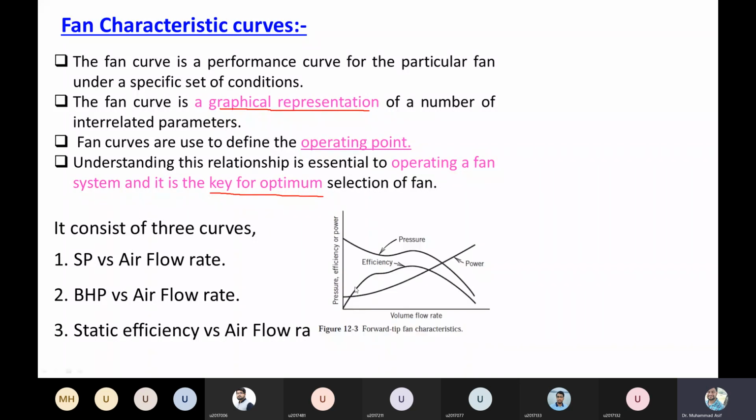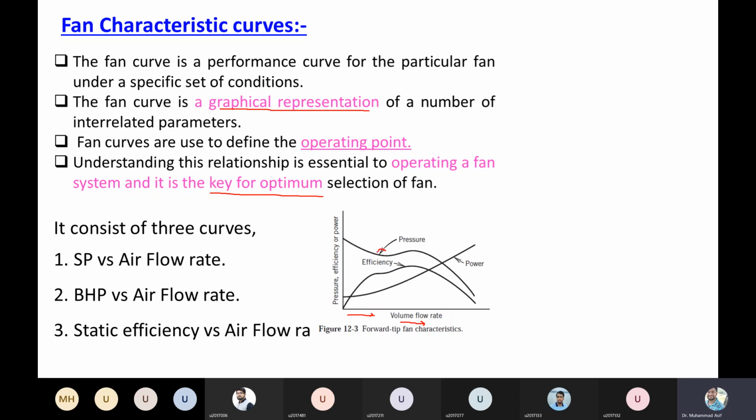Let me show you a few examples. For example, these are the characteristic curves for the forward tip fan. As you can see, on the horizontal we have the airflow rate. For different airflow rates, we have plotted the value of, let's say, the power, right? Similarly, we have plotted the value of the efficiency, and similarly the value of the pressure. As you can see, if you increase the volume flow rate of the forward tip fan, which is one type of centrifugal fan, the pressure is reducing, right?